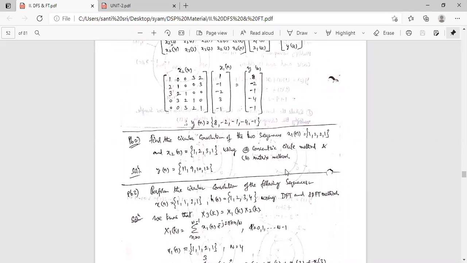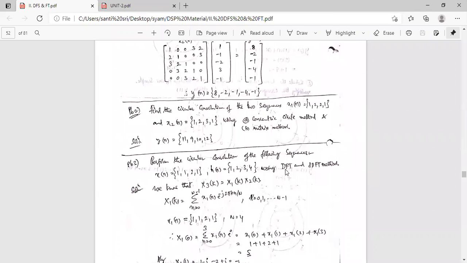Next, problem number 3 is to perform the circular convolution of the following sequences. So here x of n is given as 1 1 2 1, and h of n is given as 1 2 3 4, using the DFT and IDFT method. What is meant by DFT? Discrete Fourier transform. What is meant by IDFT? Inverse discrete Fourier transform.